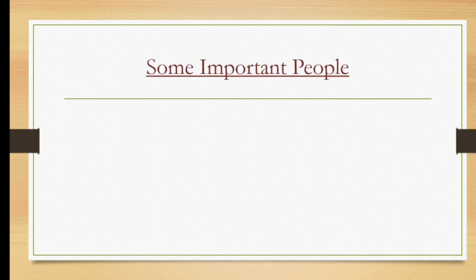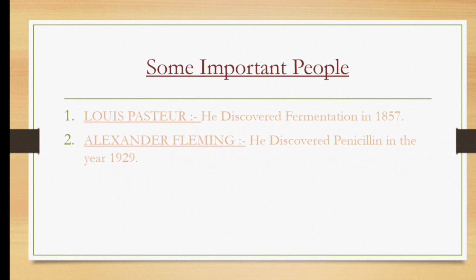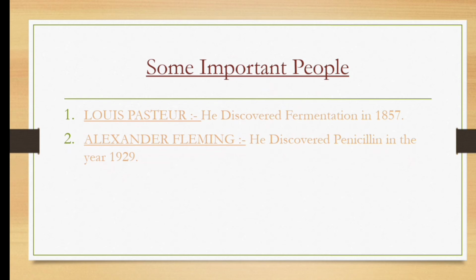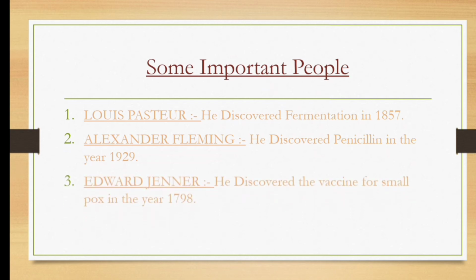Next is some important people. So let's learn about some important people and their creations. Louis Pasteur. Louis Pasteur discovered fermentation in the year 1857. Alexander Fleming. He discovered penicillin in the year 1929. Third is Edward Jenner. Edward Jenner discovered the vaccine for smallpox in the year 1798.